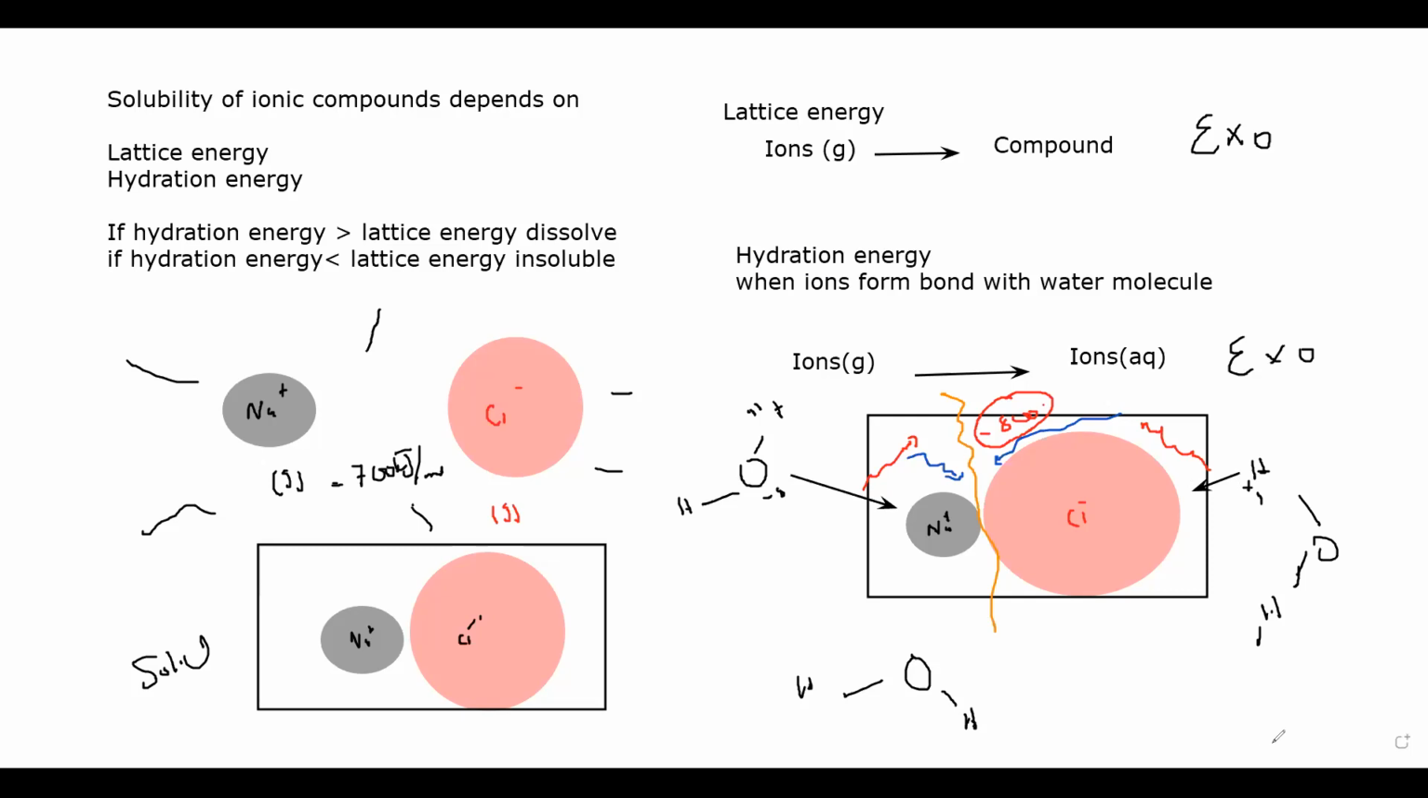So same thing, another example I'll give. Say you have potassium chloride. Potassium chloride is also soluble. I'm just taking that as an example to explain the idea. So potassium chloride means it contains potassium ion and it contains chloride ion.